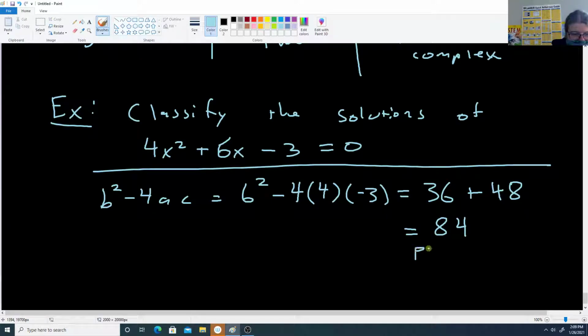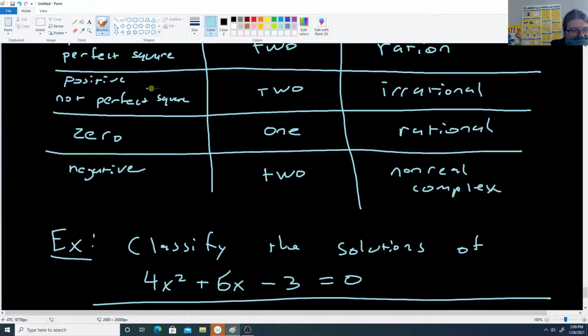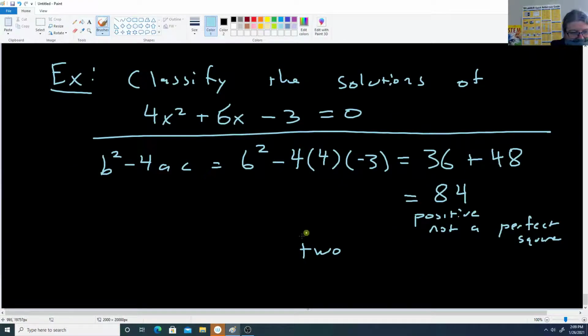This is positive, but 84 is not a perfect square. So positive but not a perfect square. Therefore, you get two solutions, and the type is irrational. So you get two irrational solutions.